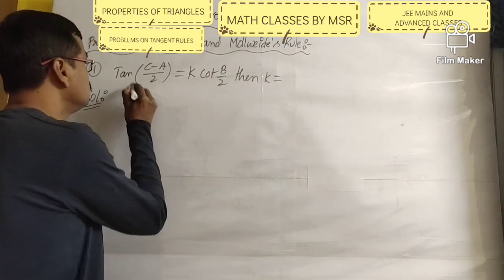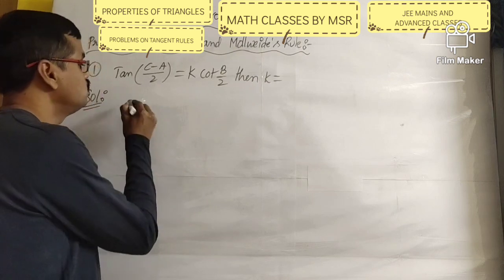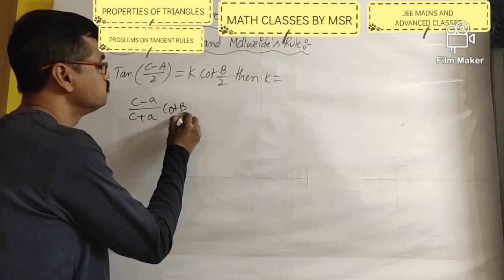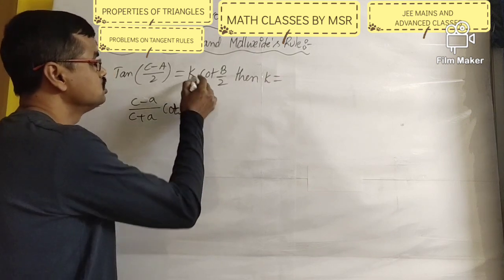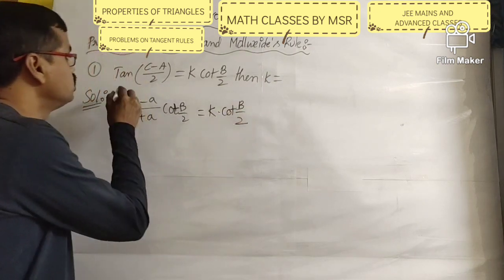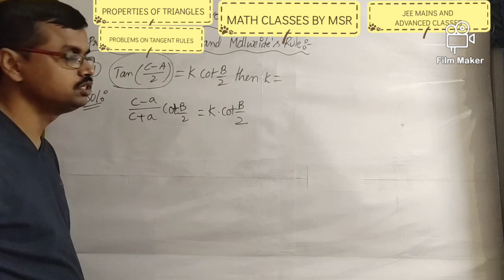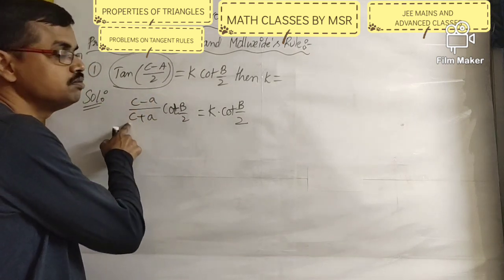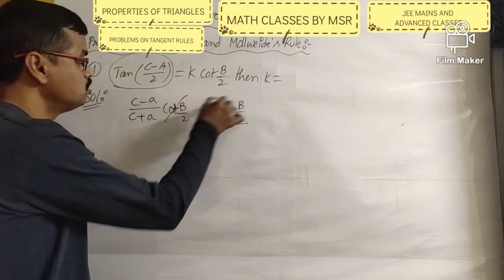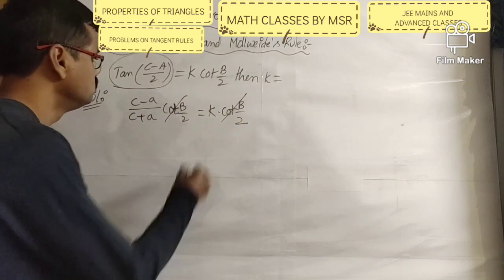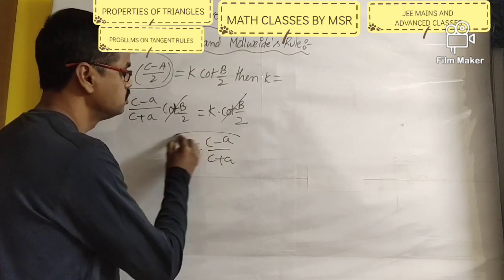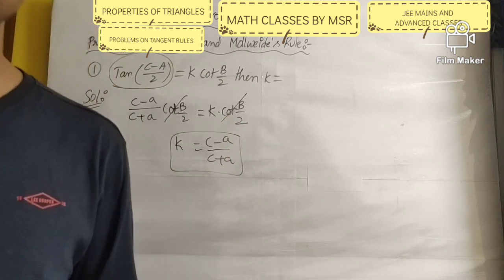So we know tan (c minus a) by 2, what is the formula? (c minus a) by (c plus a) cot b by 2. Very easy question, a direct application, which equals k times cot b by 2. So tan (c minus a) by 2 is (c minus a) by (c plus a) into cot b by 2, which equals k times cot b by 2. Cot b by 2 will be cancelled. So the value of k we got is (c minus a) by (c plus a). This is problem number 1 on the tangent rule.